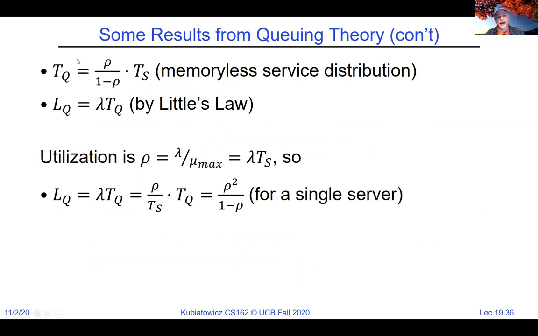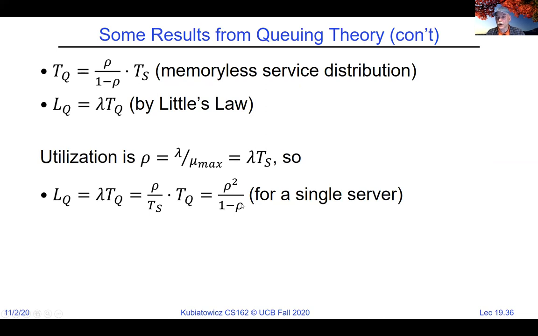If we know what the time in the queue is, which we can just compute based on this. If you know utilization and the service time, you get the time in the queue. From Little's law, we can get the length of the queue. If we compute rho as lambda over mu max, or lambda times T sub s, we can work this all out and find that the length of the queue is rho squared over 1 minus rho.